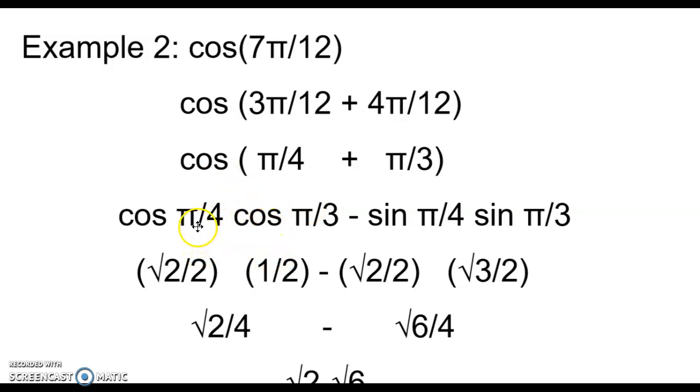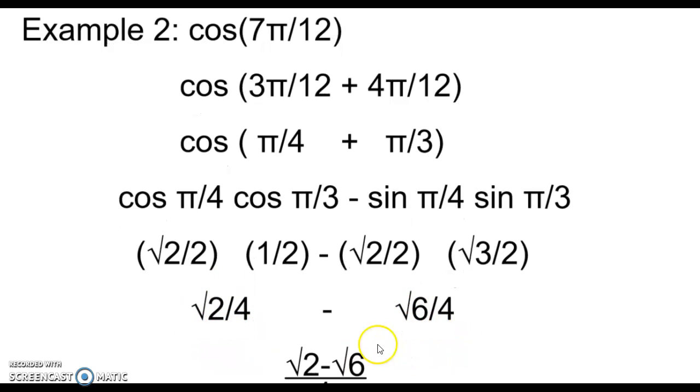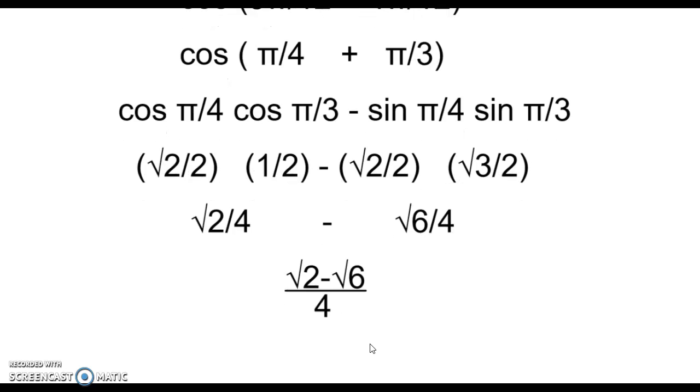The cosine formula takes the cosine of both angles and then subtracts the sine of both angles. So we get square root of 2 over 2 times 1/2 minus square root of 2 over 2 times square root of 3 over 2. When we multiply them, we get square root of 2 over 4 and square root of 6 over 4, and then we subtract them again. They already have a common denominator, so we just need to subtract our numerators. So we get the square root of 2 minus the square root of 6 over 4. It looks kind of messy, but that's your final answer.